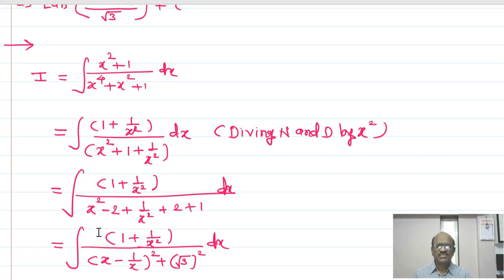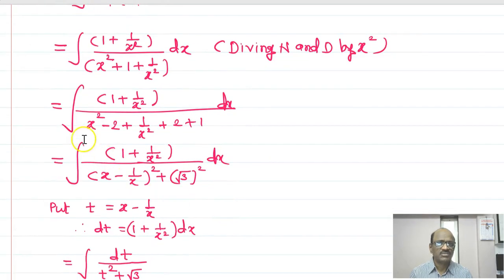Now simplify this, it must be the square terms. Then what is the middle term for these two? The middle term is equal to minus 2. Therefore we will adjust here: x square minus 2 plus 1 upon x square plus 2, and minus 2 adjusted here, plus 1. Now this is the perfect square of (x minus 1 upon x) bracket square plus 2 plus 1, that is (root 3) bracket square.